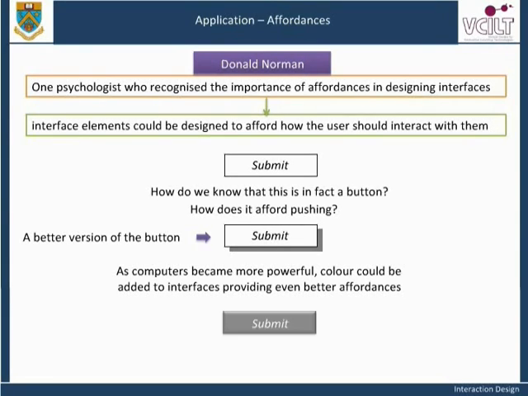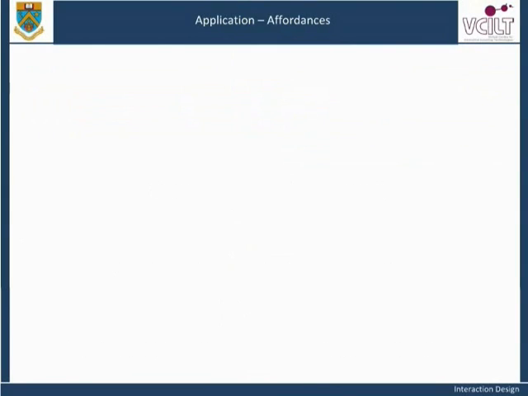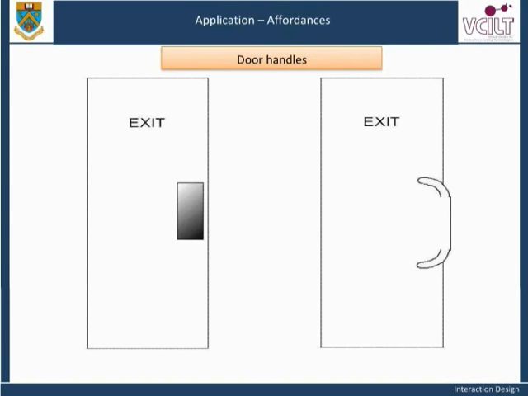By using a beveled edge and a metallic color, the button now looks like its real-world counterpart. The result is an on-screen button, which provides the same affordances as its more familiar real-world counterpart. Norman used a wide variety of examples, ranging from computer interfaces to door handles, showing how badly designed objects could afford one style of interaction, but actually use another. A common example of this are door handles.